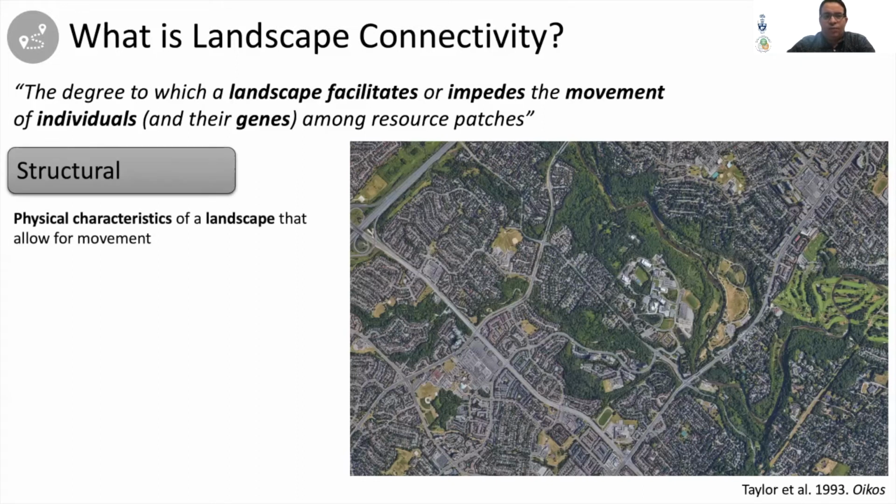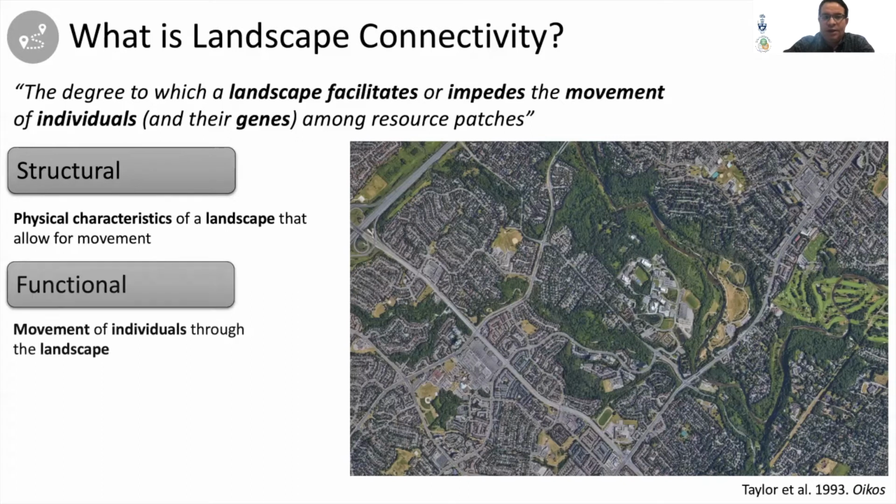The structural component is the physical characteristics of a landscape that allow for movement. So these green corridors and green patches are the physical features in this landscape that would facilitate the movement of terrestrial organisms. However, the buildings and roads are barriers to the movement of these individuals as physical features in this landscape. The functional connectivity, however, is the actual movement of these individuals through the landscape.